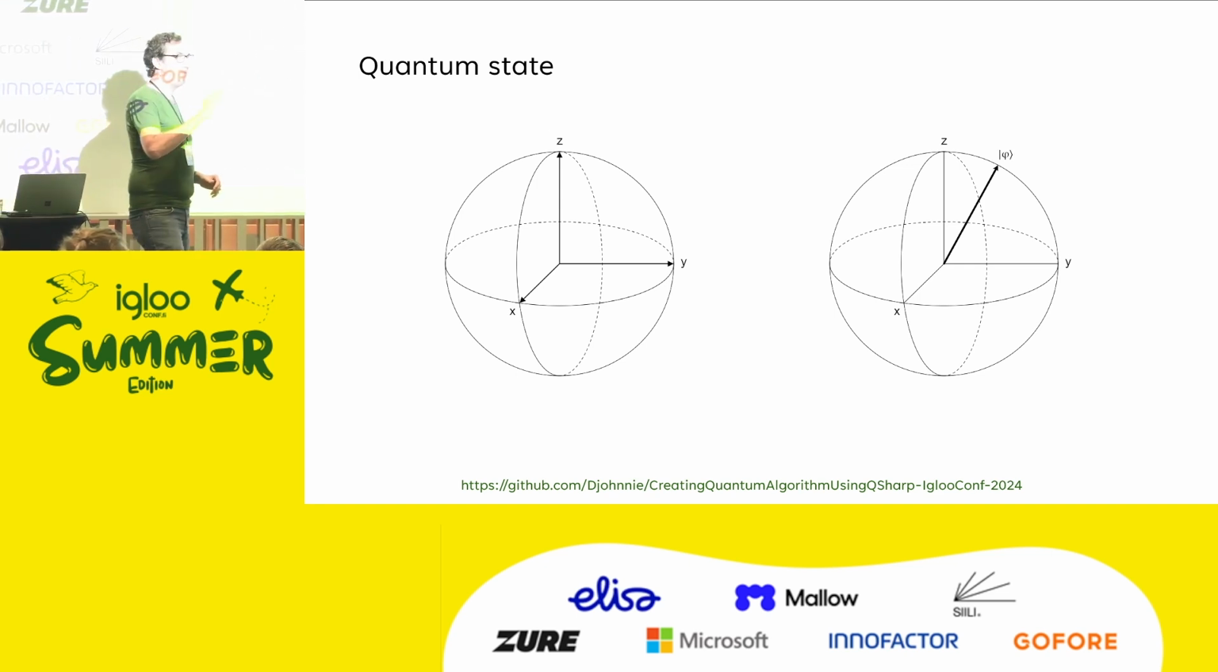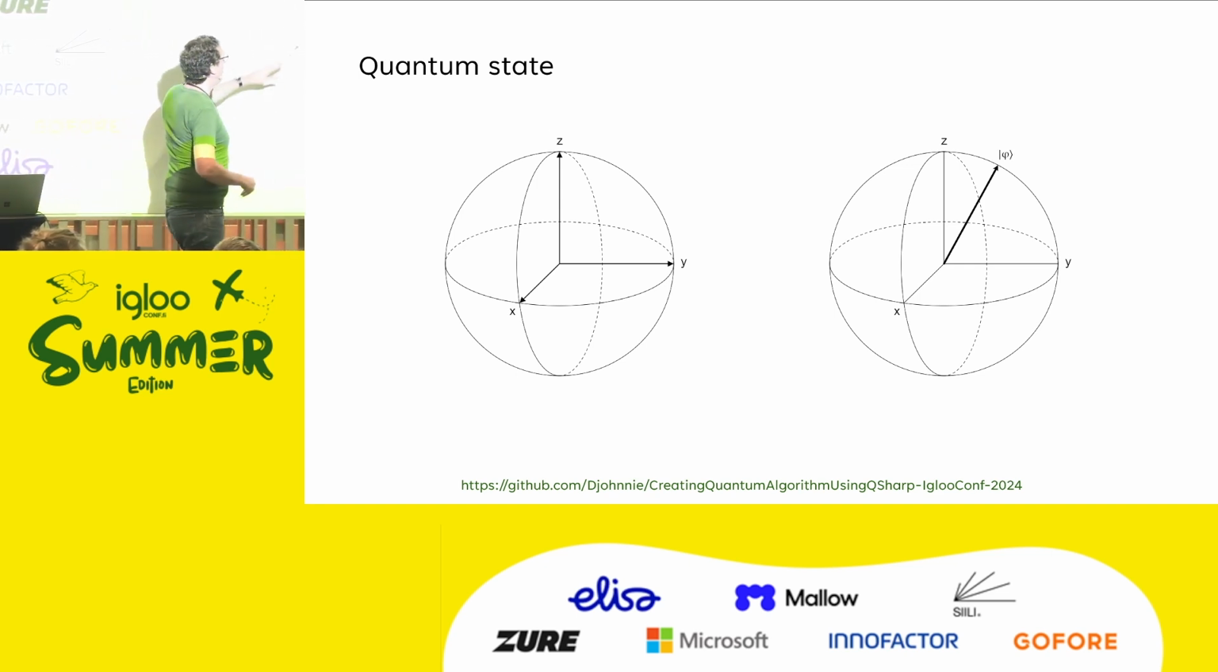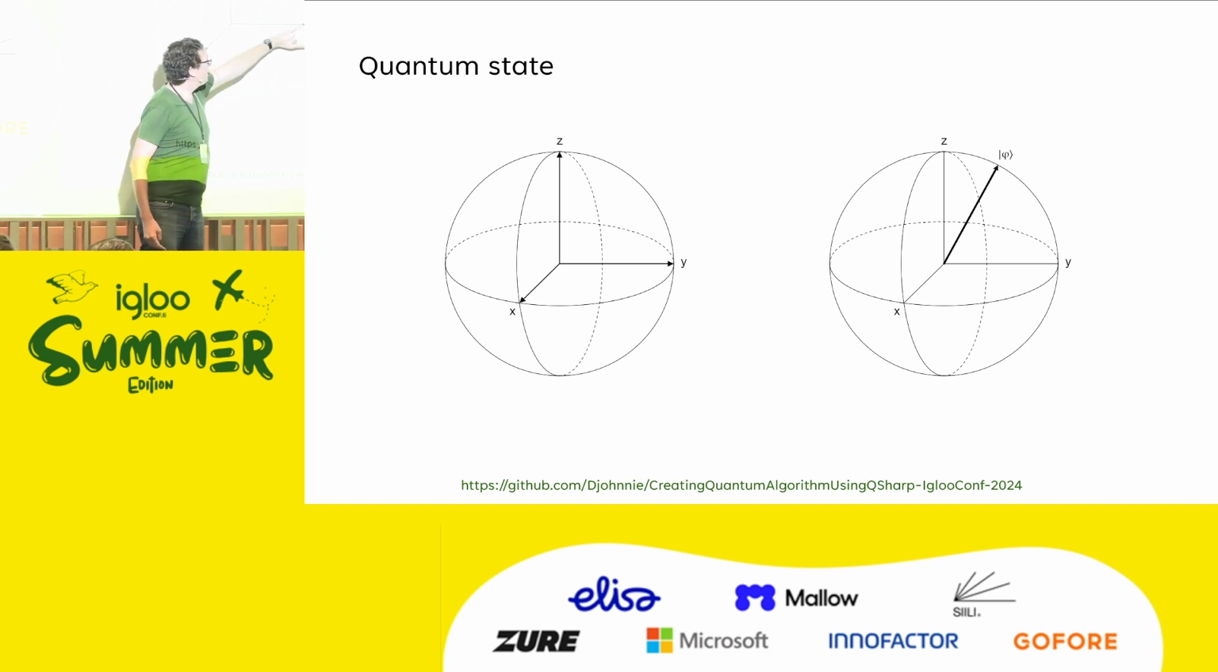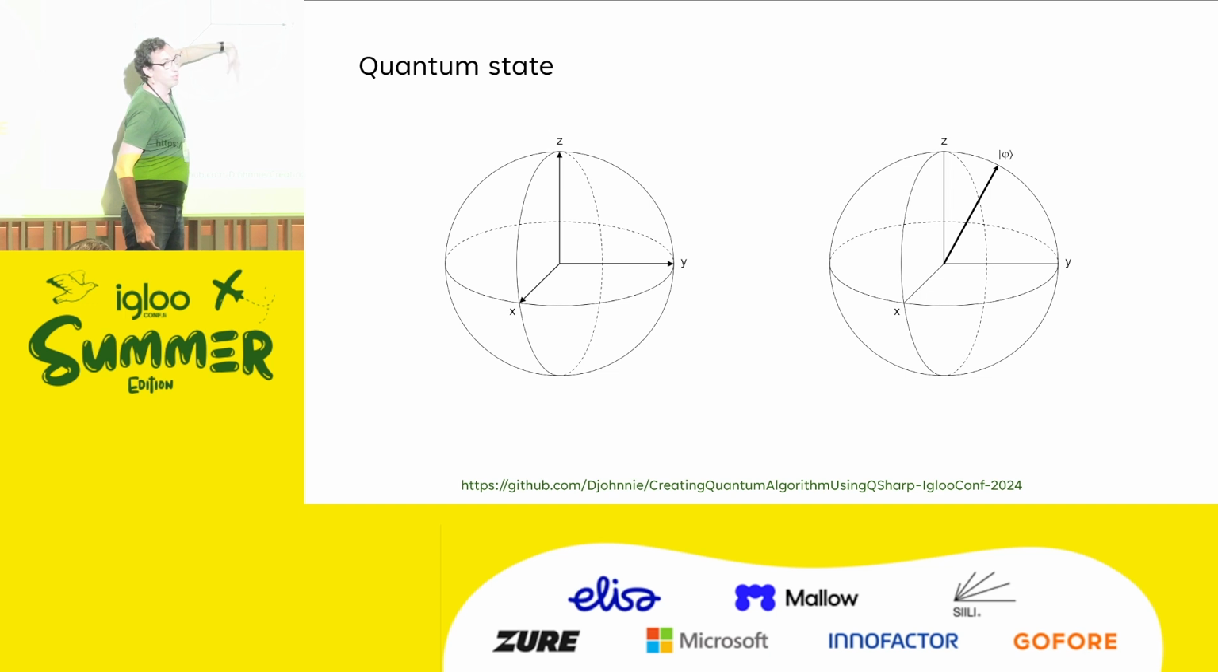Now, if you have a perfect 50-50 superposition, your vector will live somewhere on this plane, combining the x and the y axis. Why? Because this plane, when the vector points right, for example, is exactly in between 0 and 1. So the distance it needs to travel is the same.